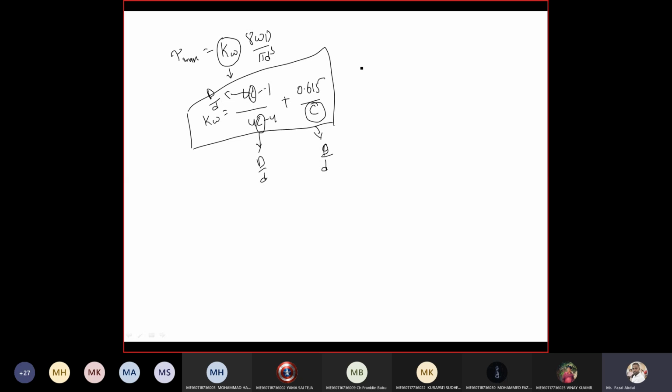First calculate the Kw value. Spring index is 10, we got the answer. So (4 into 10 minus 1) by (4 into 10 minus 4) plus 0.615 by 10. Now how much is this value, Babu? Kw? Tell me the Kw.